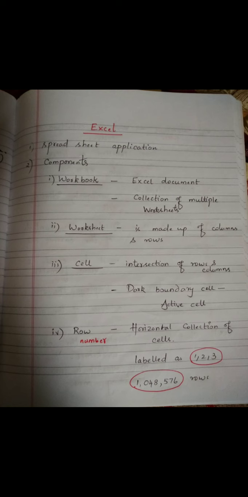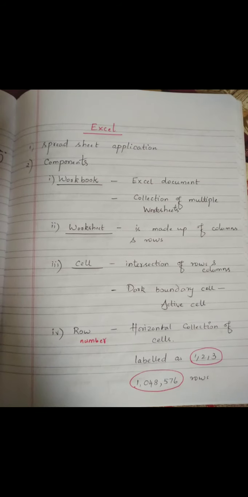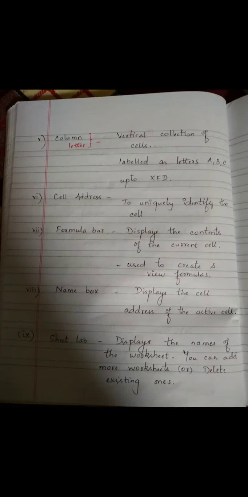Row is a horizontal collection of cells, and rows are labeled as row number 1, 2, 3. So in our Excel sheet, there are 10,48,576 rows. Column is a vertical collection of cells. It is labeled with column letters A, B, C, and we have columns up to XFD.